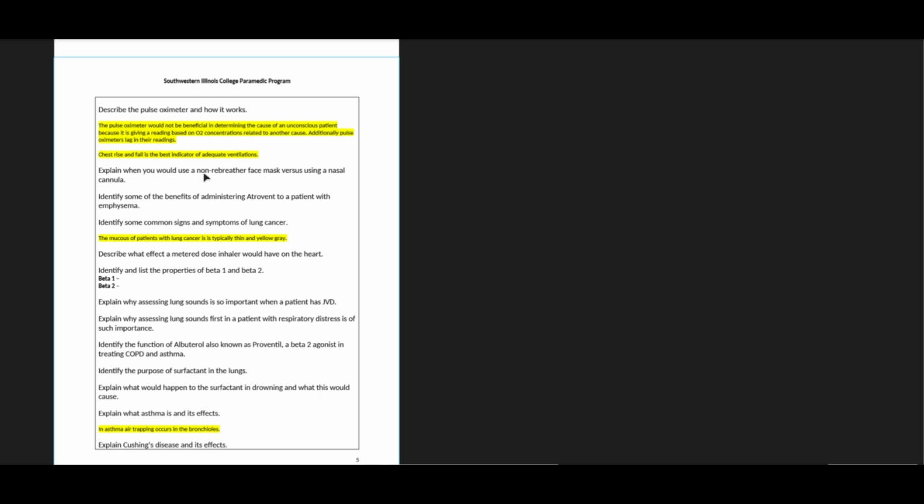Explain when you would use a non-rebreather mask versus using a nasal cannula. So this is just if your patient needs more oxygen.